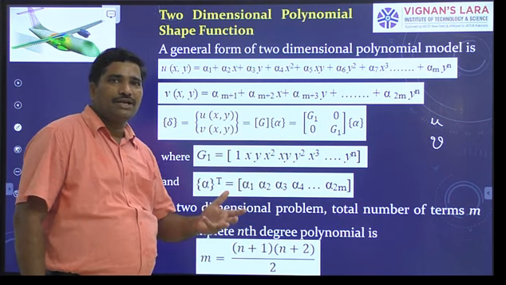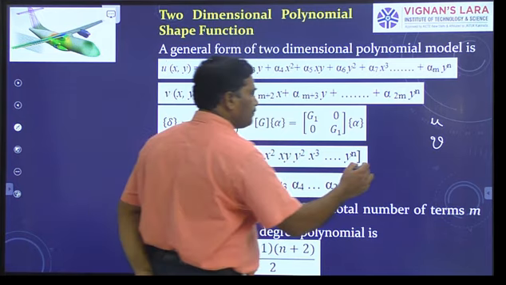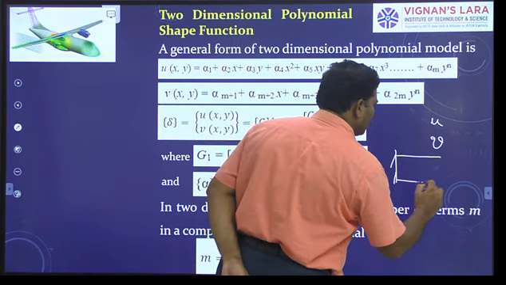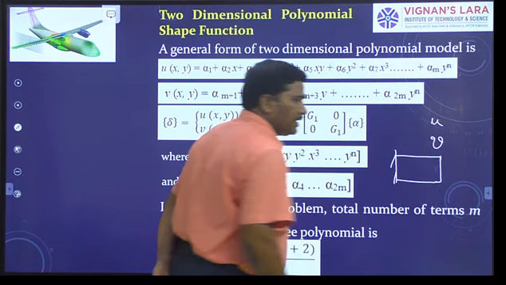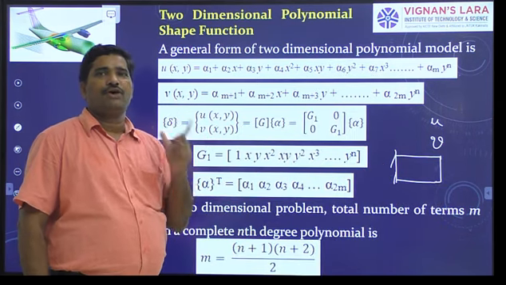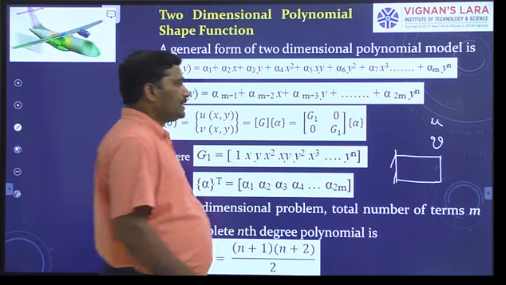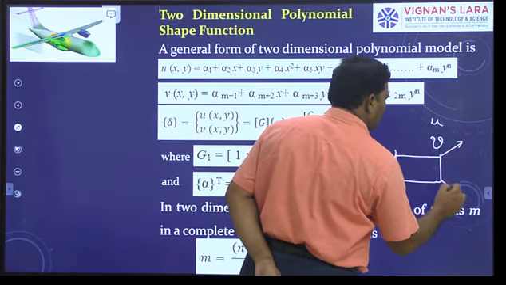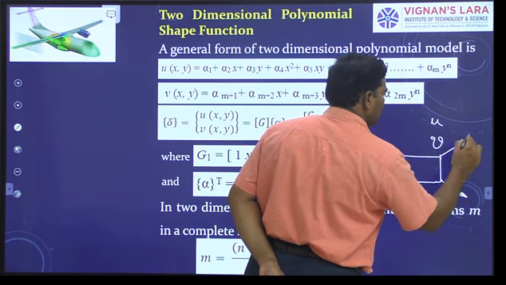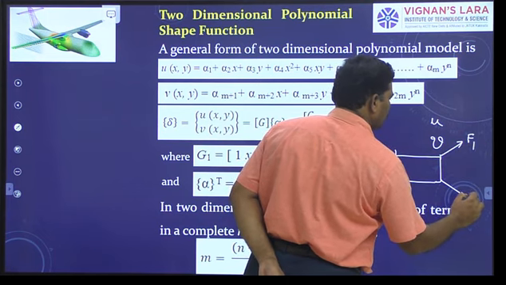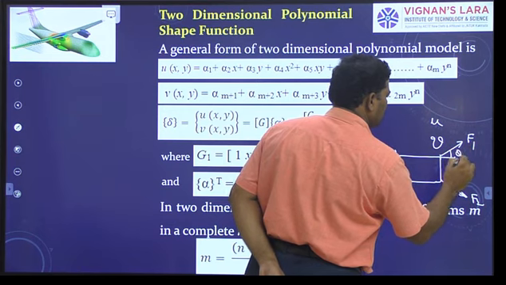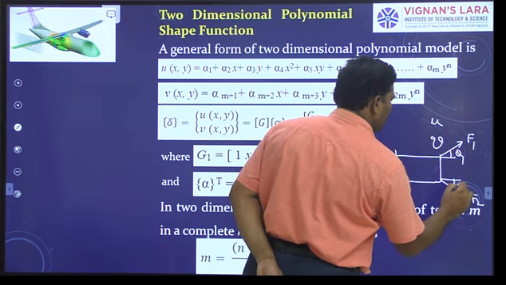Rectangular displacements. For example, I have a plate like this. Several times I told you, a plate of uniform thickness. This plate is subjected to several loads in the known directions. These are the forces, say F1 and F2, in the known directions. In the known directions, they are applied.